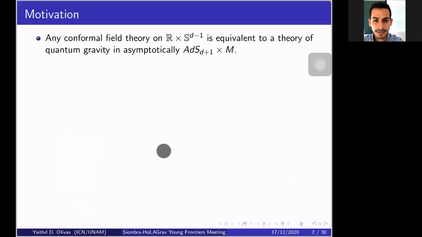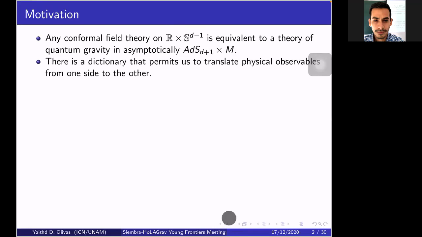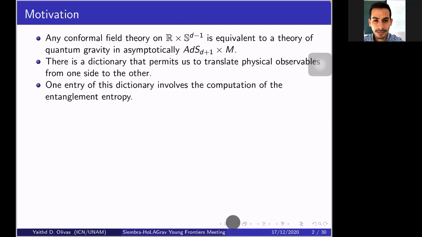So let's start. As we all know here, the general statement of the AdS/CFT correspondence says that any conformal field theory on this space-time is totally equivalent to a theory of quantum gravity in asymptotically AdS space-time. Of course, there is a dictionary that allows us to translate physical observables from one side to the other. And one observable that is of interest for us in the rest of the talk involves the computation of the entanglement entropy.